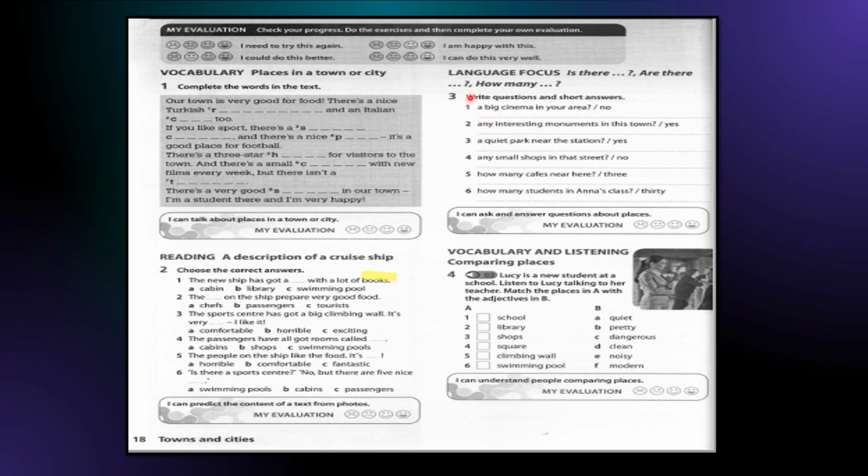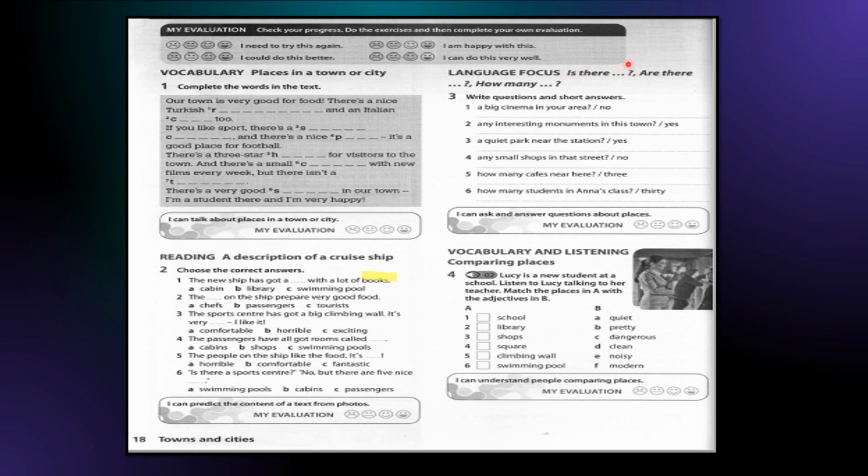Okay, for number 3, is there, are there, and how many? So, is there, adakah, are there, adakah, how many, berapakah? So, is there and are there? The answer will be in yes or no form. Okay, if you use is there or are there, the answer will be either yes or no.